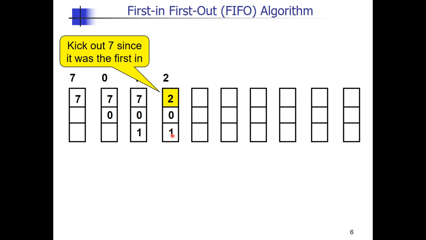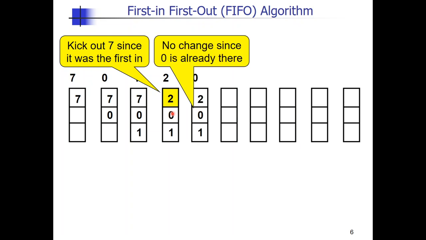in the physical memory. Our next request was for page 0, and page 0 is present in our physical memory, which means that we don't need to change anything. We do not have a page fault, so we continue to have those 3 pages occupying the 3 frames. No change since 0 was already there. Our next request is for page 3. Page 3 is not present, so we would need to throw something out.